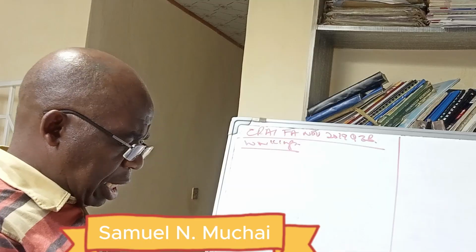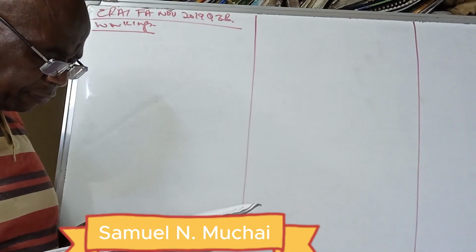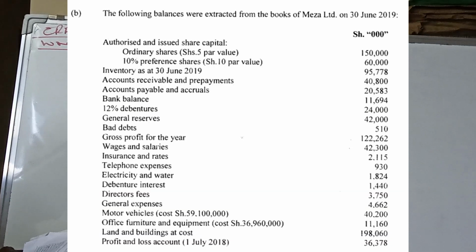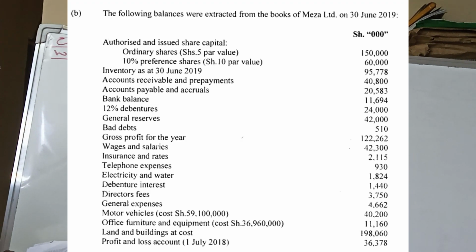So we are told in this particular question, the following balances were extracted from the books of Mesa Limited on 30th of June 2019. Authorized and issued share capital: ordinary shares of shillings 5 par value, 150,000; 10% preference shares of shillings 10 par value, 60,000. Inventory as at 30th of June. That is giving you the closing inventory, because our year is ending on 30th of June 2019.